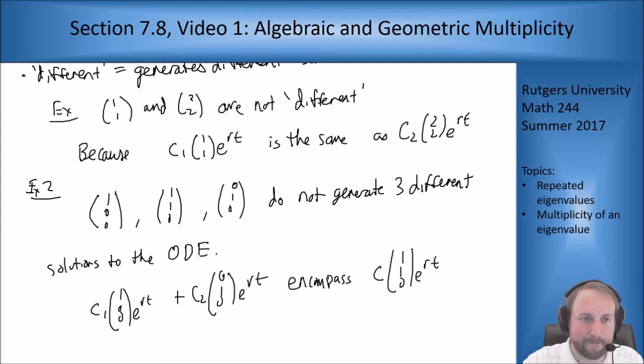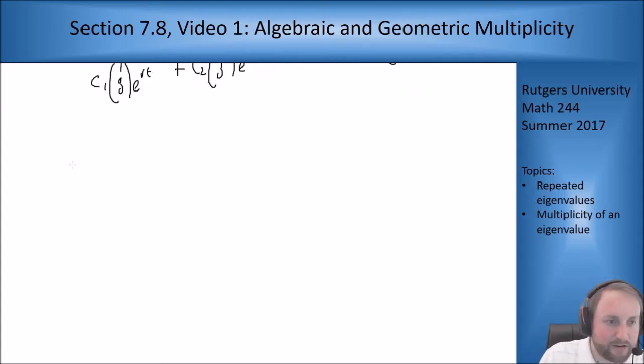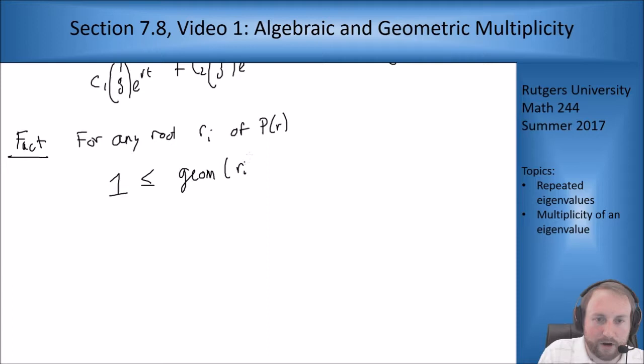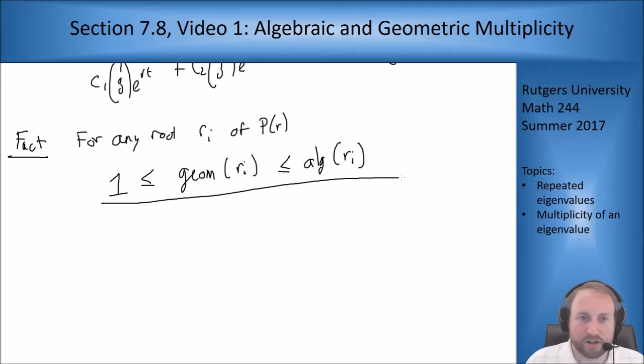So one quick fact about these things I've been saying so far. A fact that is always true is that for any root r sub i of this polynomial p of r that came from the determinant of the matrix, 1 is less than or equal to the geometric multiplicity of r, which I'm going to write this way just for notational purposes, which is less than or equal to the algebraic multiplicity of r sub i. So there are at most the number of eigenvectors equal to the algebraic multiplicity. There might be fewer though, and when it is fewer, we have problems.